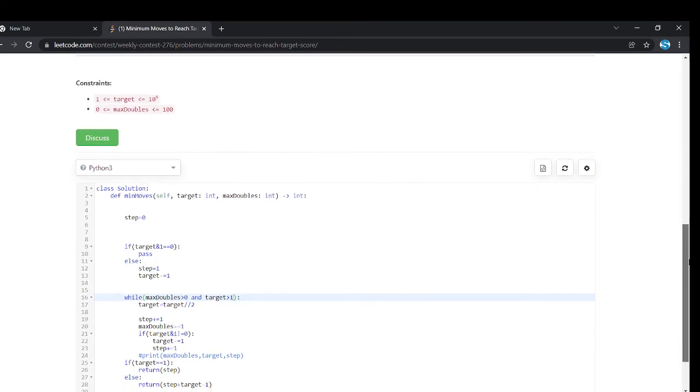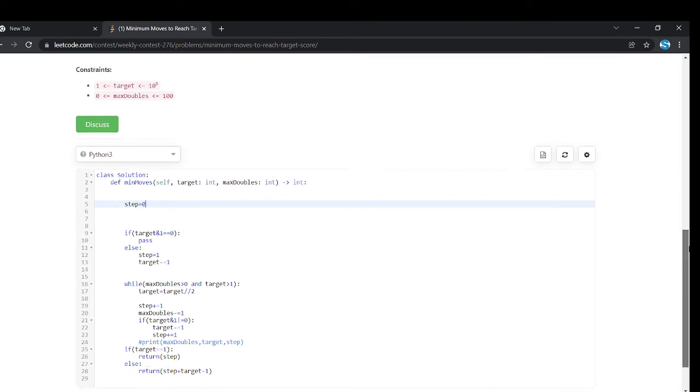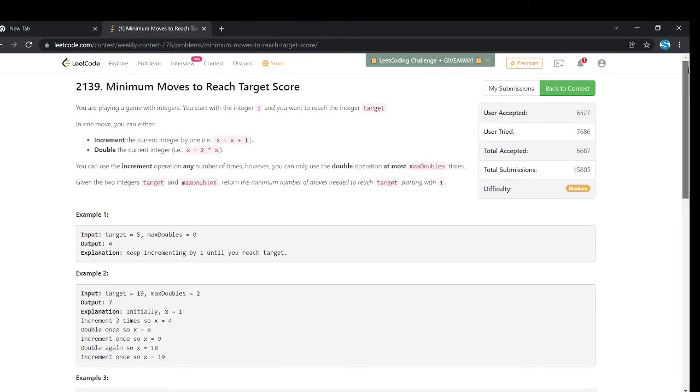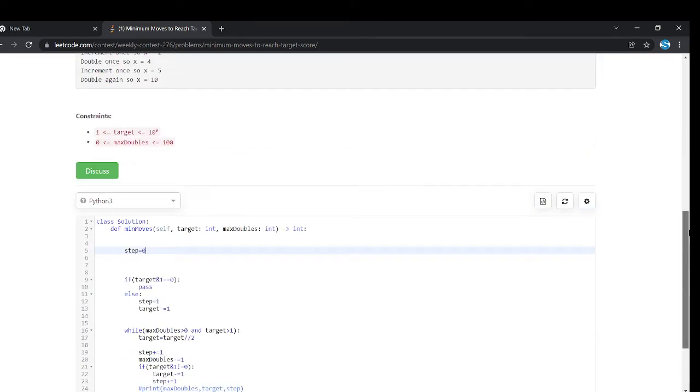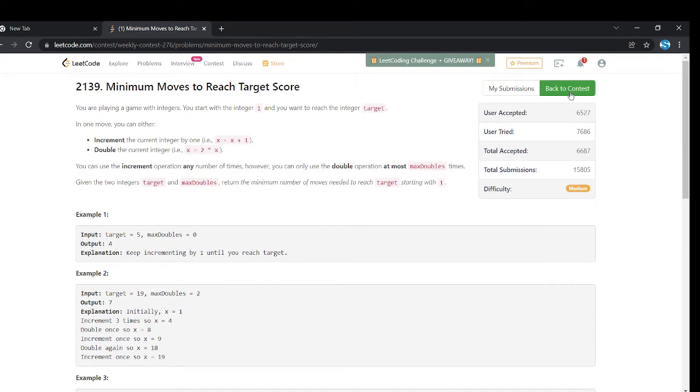And space complexity will be order of 1, since we are not using any extra space here other than the steps variable. So this was the second one. Now let's move to the third problem here.